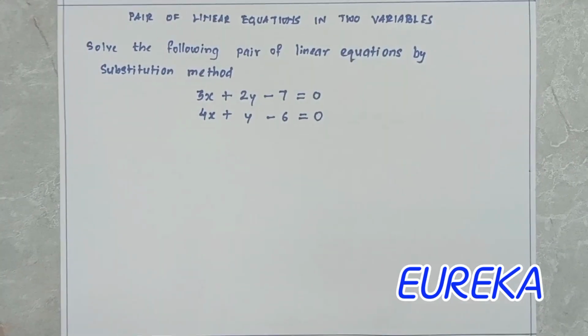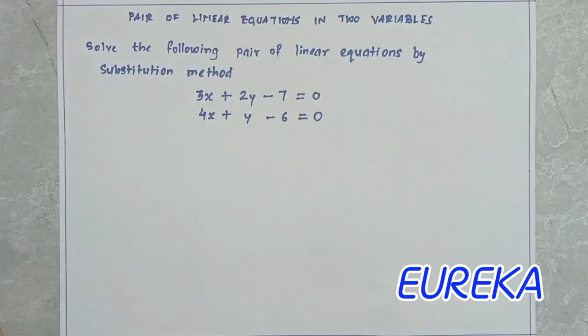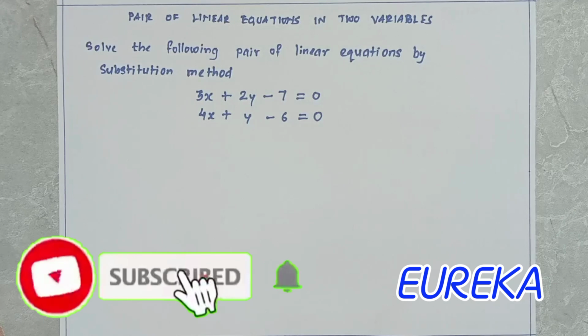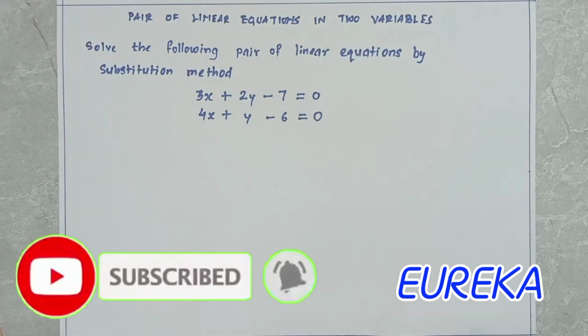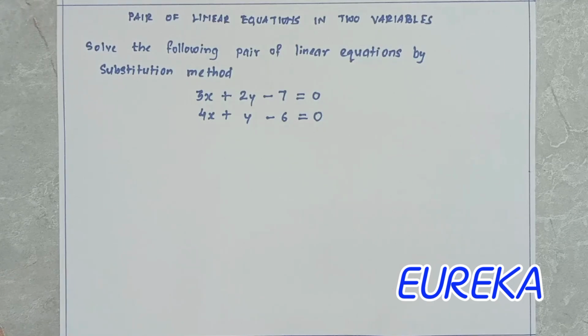So the question is, solve the following pair of linear equations by substitution method. The equations are 3x plus 2y minus 7 equals 0 and 4x plus y minus 6 equals 0. So first, before starting with the method, we need to understand what the substitution method is.